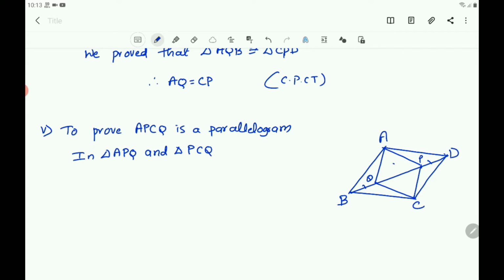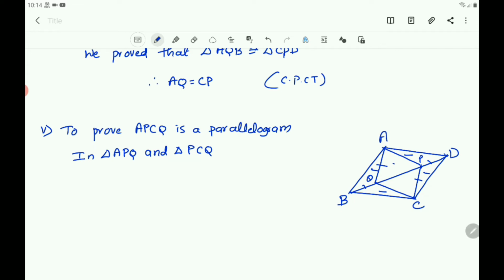you write AQ equals PC. Why AQ equals PC? It is proved here. As these two triangles are congruent, we proved that AQ equals PC, and also we proved AP equals QC. That is also proved by taking triangle BQC and triangle APD. Therefore, the two triangles become congruent here.